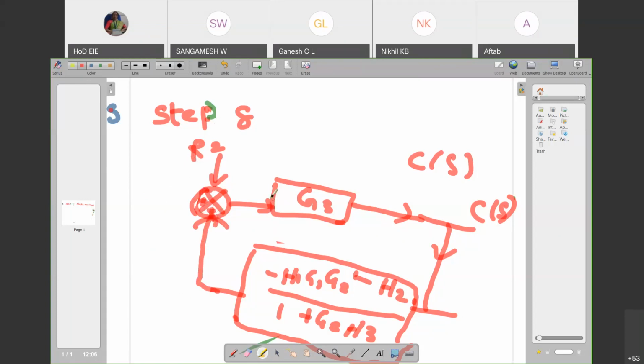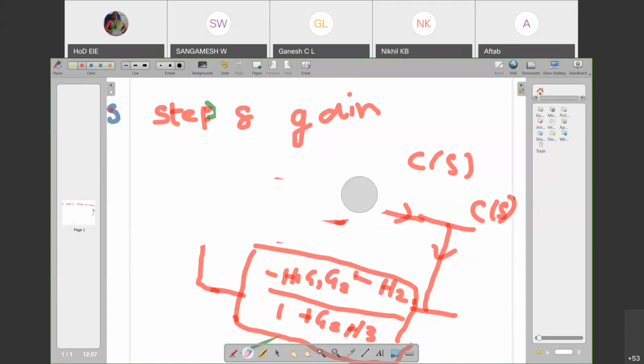So if you look, R2 is applied as an input, G3 is the forward path, C of S is the output, and this is a feedback element, and the positive terminal is a feedback terminal. So you have to find the gain. Okay, eliminate the feedback. So what is the gain? The gain would be G3 by 1 plus, because this is a positive input, right? So G3 by 1 minus of all these terms. So let me write the gain here: C of S by R2.